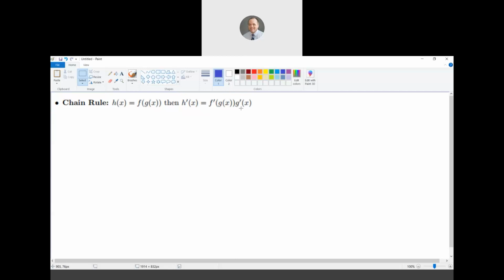Let's start with this problem. We have h of x equal to negative 5 times, in parentheses, x squared plus 1, and that x squared plus 1 is raised to the 10th power. And we need to find the first derivative.